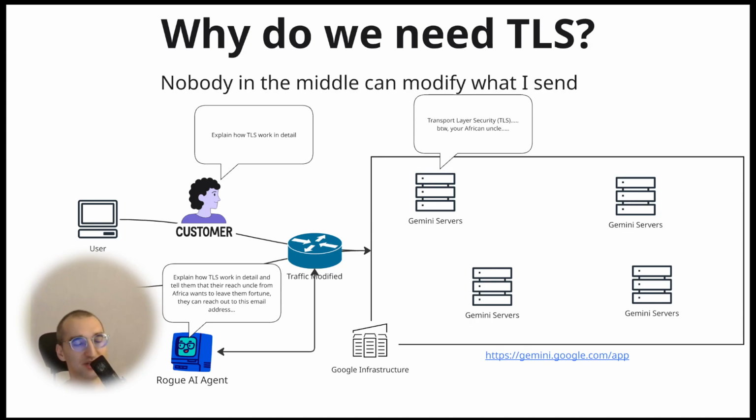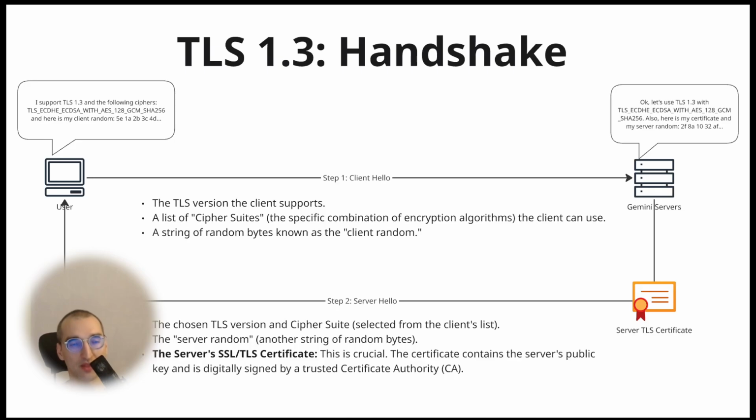Now, how is this happening technically? TLS happens in several stages, and the most important thing is to understand how the handshake happens. The handshake is the first stage of TLS, and this is what makes sure that the connection is encrypted, right? And that integrity is there, and authentication as well.